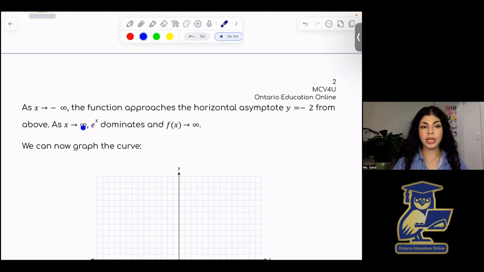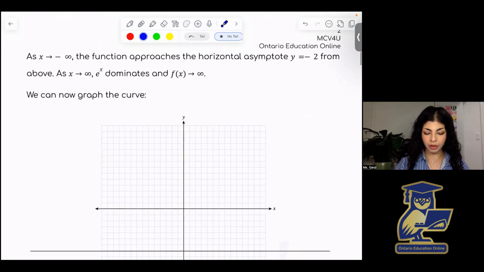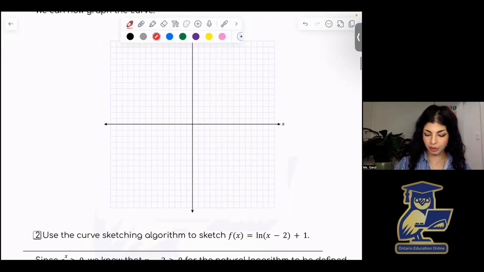And as x is approaching infinity, we know that the constant does not really contribute, so the e to the power of x is dominating, and we are approaching infinity here. So now we can graph the curve, and it'll be very simple.